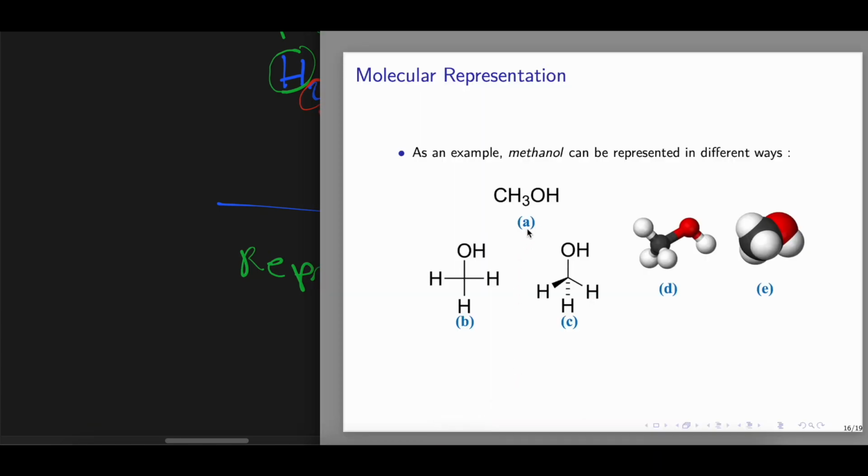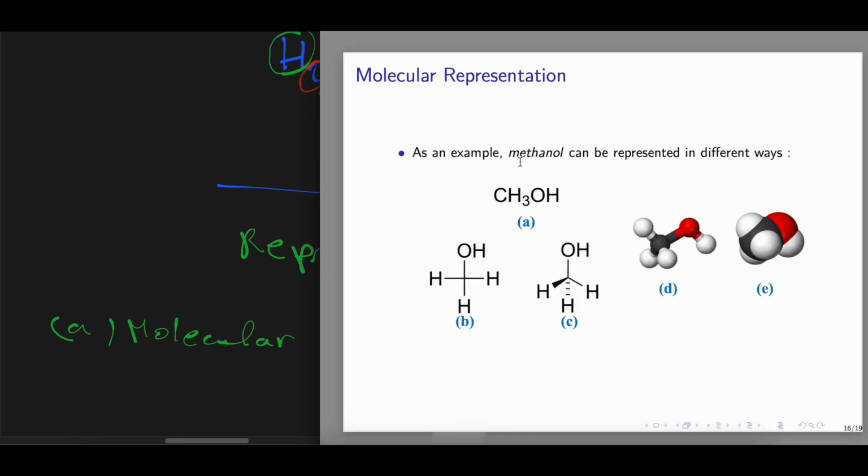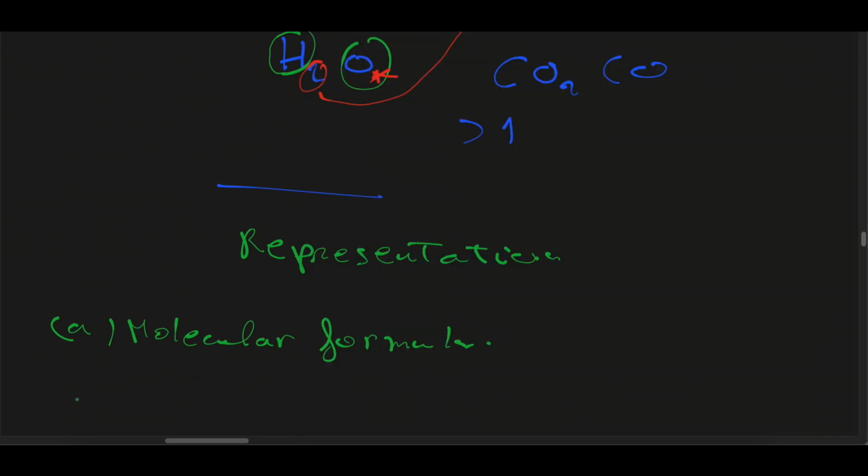We have the first one, the A representation, that is called the molecular formula. This representation is the most common form that we see in books and other documents. It is the most used one, and sometimes we can call it the condensed formula. Also, we have the second type of representation, which is called the structural formula, as we have here.